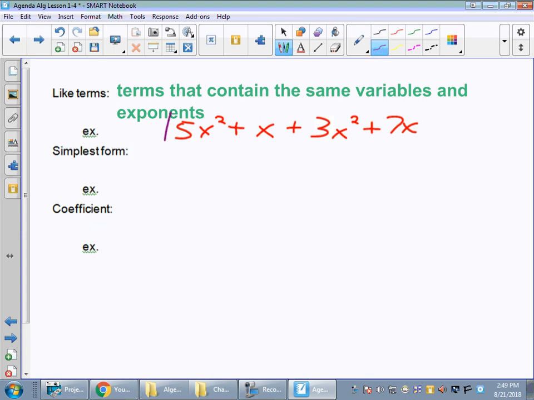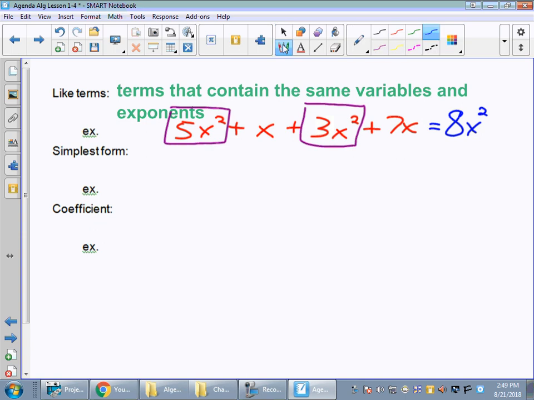First, we've got this 5x squared, and we've got a 3x squared. They have the same variable, x, and the same exponent, x squared. Okay? So what we're going to do there is add those up. And these numbers in front are called coefficients. We'll get to those further down. But 5 plus 3 is 8. So how many x squareds do we have? We have 8 of them, 8x squared.